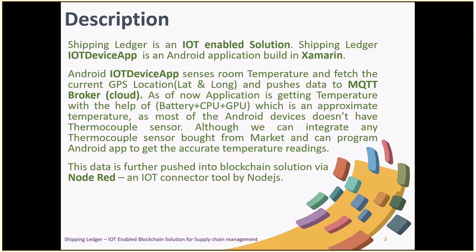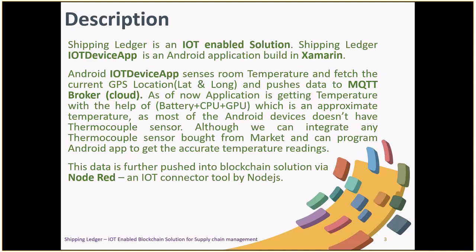Shipping Ledger is an IoT enabled solution. The Shipping Ledger IoT device app is an Android application built in Xamarin. The Android IoT device app senses room temperature and fetches the current GPS location, typically latitude and longitude, and pushes the data to an MQTT broker, which is in the cloud.